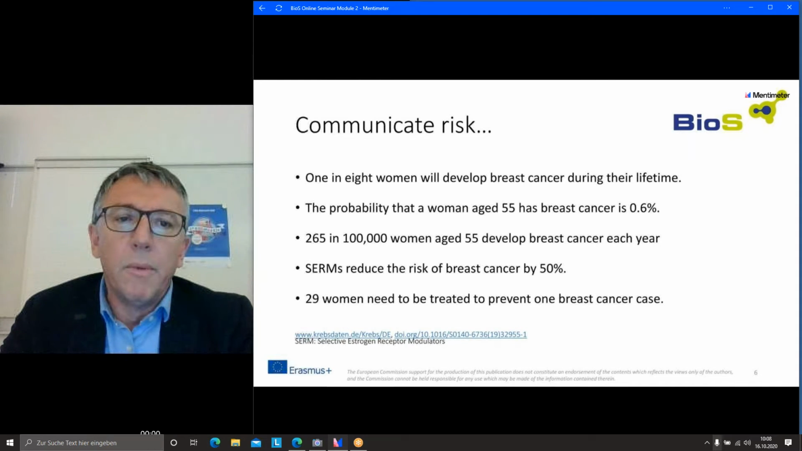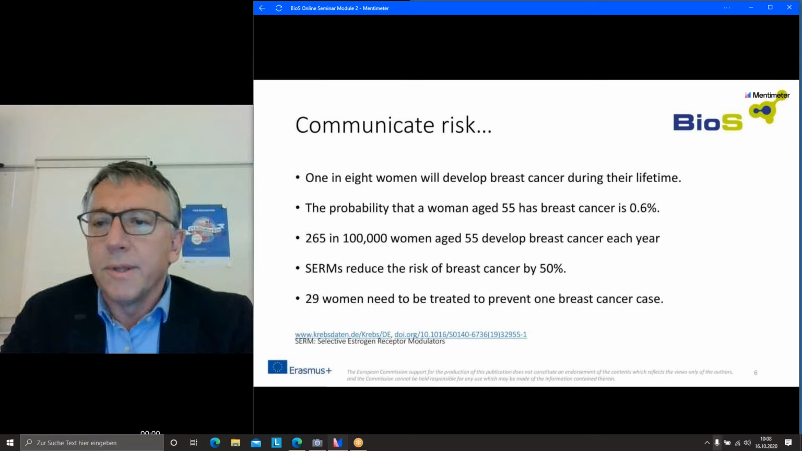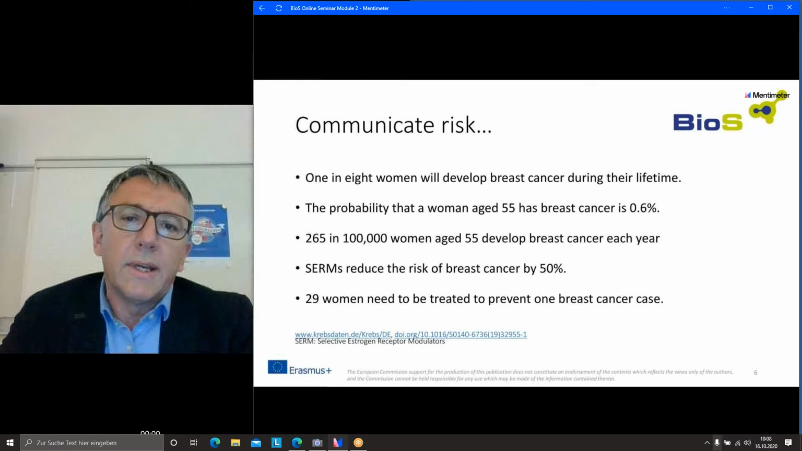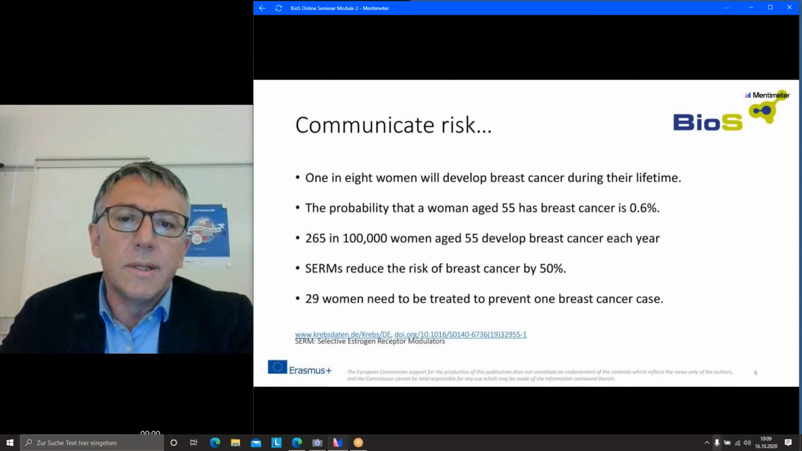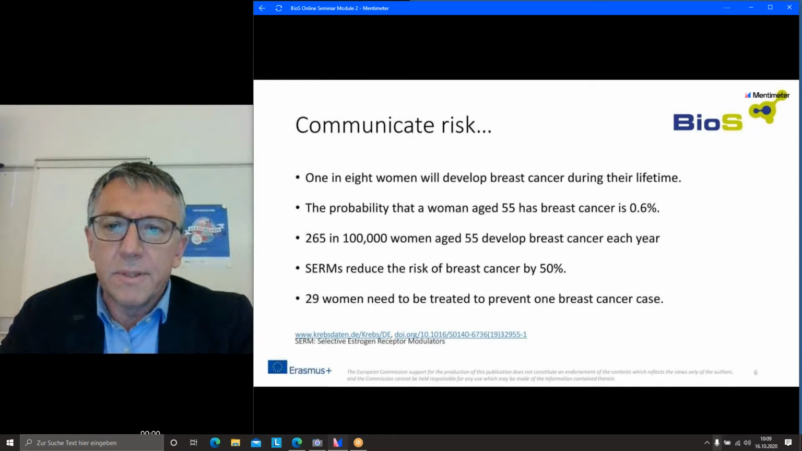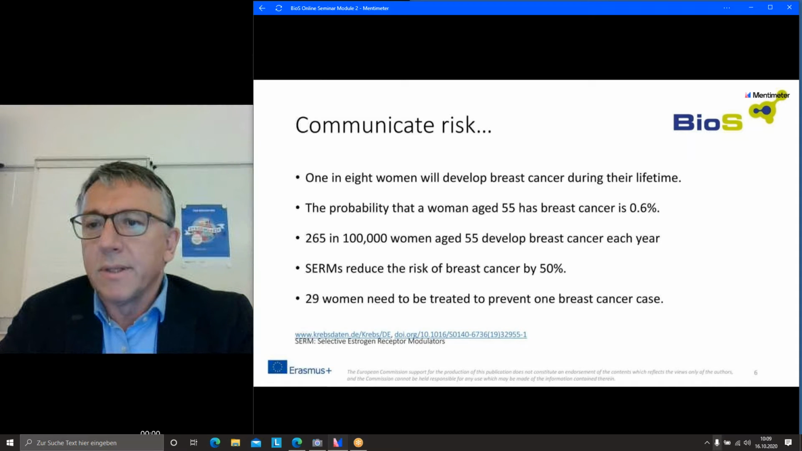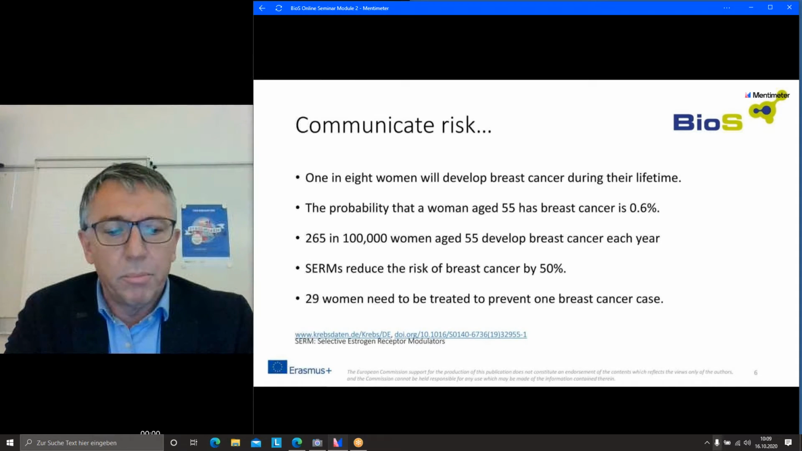Then you can say the probability that a woman at age 55 has breast cancer is 0.6%. This would be a point prevalence. You can also say that 260 in 100,000 women aged 55 develop breast cancer each year. So this would be a yearly incidence. And there are several other examples out there. If you look into databases, you can find these examples, and you will learn today how to interpret this information.